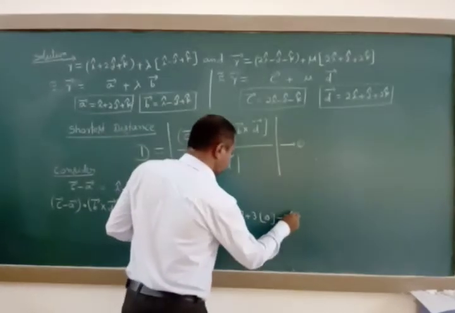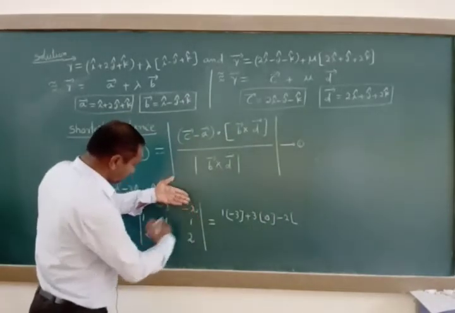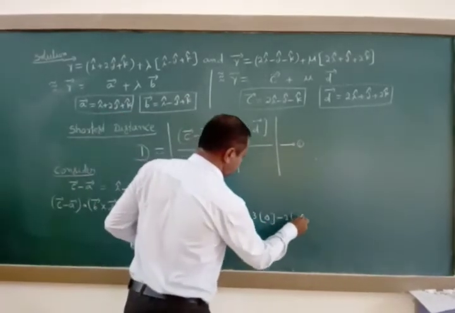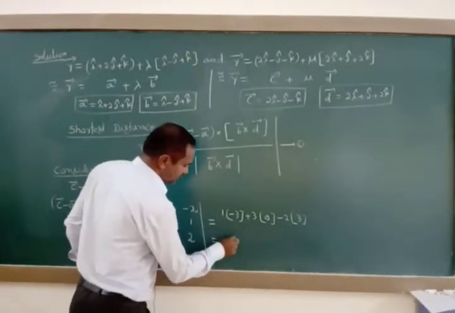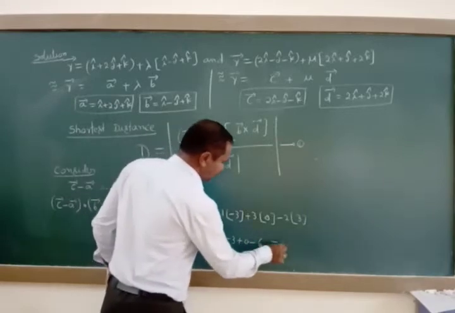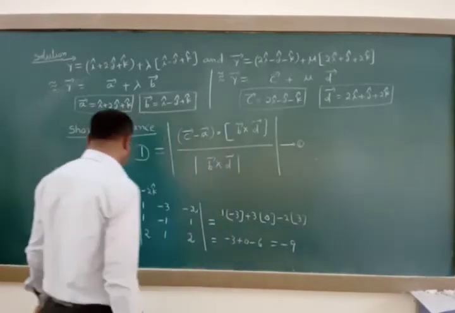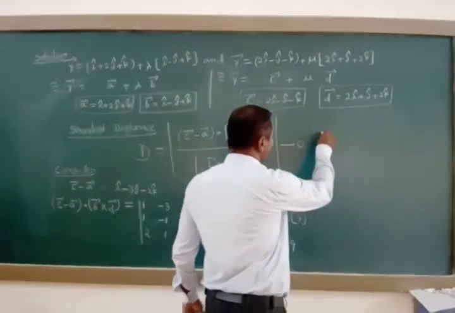Minus 2 into, deleting row, deleting column, you will get 1 plus 2, 3. Finally, you will get this value is minus 3 plus 0 minus 6, that is equal to minus 9.